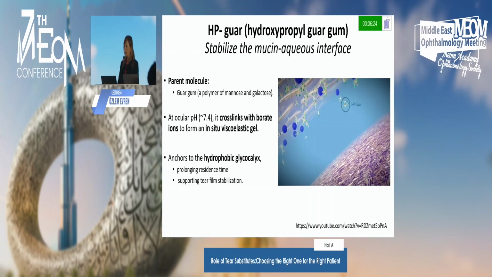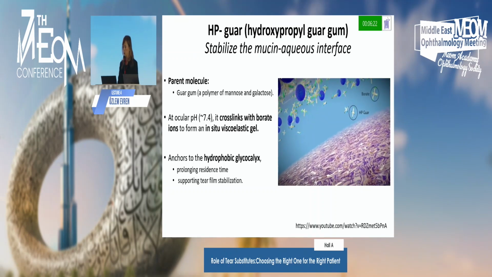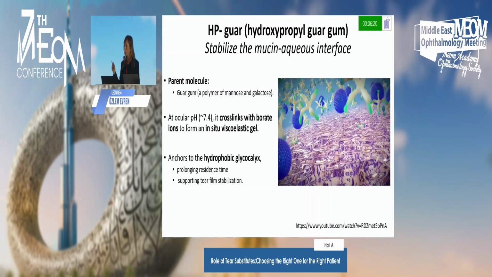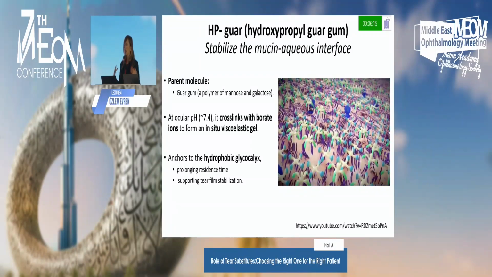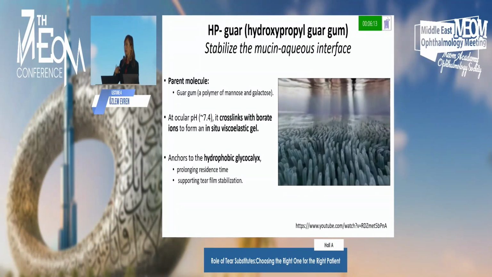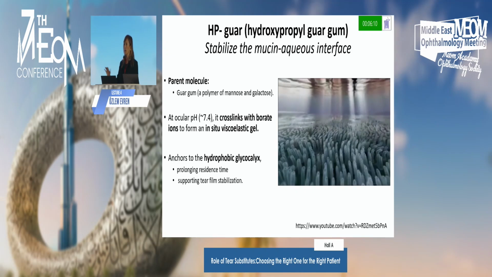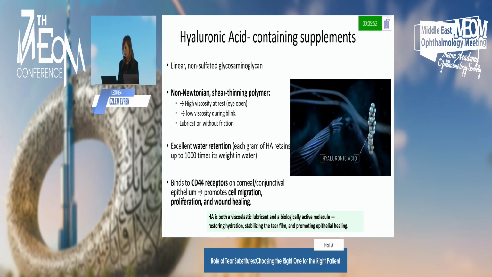HP-guar is one of the most commonly used supplements. HP-guar and borate crosslinks, they usually combine these, and so they make a gel-like structure, and they cover the denuded area, so give a chance to the ocular surface to heal. So they anchor to the hydrophobic glycocalyx and prolong the residence time and support the tear stabilization. So for tear stabilization for healing, HP-guar is usually used in the substitute.